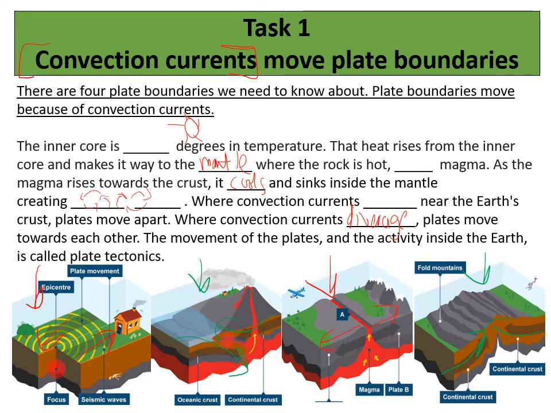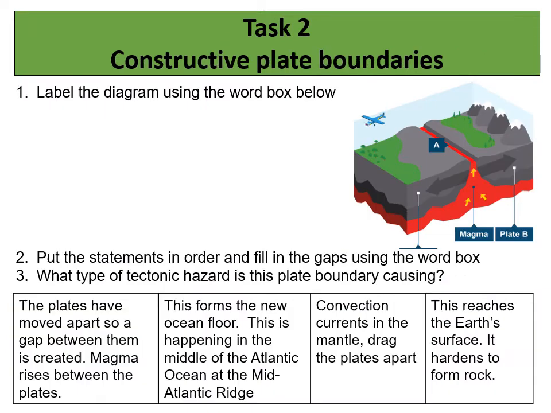So we need to look more carefully at these 4 different plate boundaries. And the 4 different plate boundaries are all dependent on what the convection currents are doing and also whether the crust is oceanic or continental. So let's move on then to look at constructive plate boundaries. So at constructive plate boundaries, you can see that the plates are moving away from each other, which suggests that the convection currents were also moving away from each other. So if the convection currents are moving away from each other, the plates on the crust will also move away from each other.